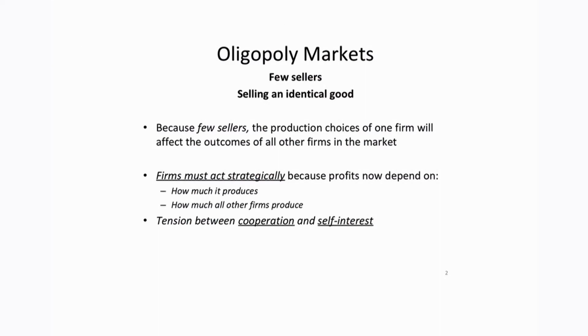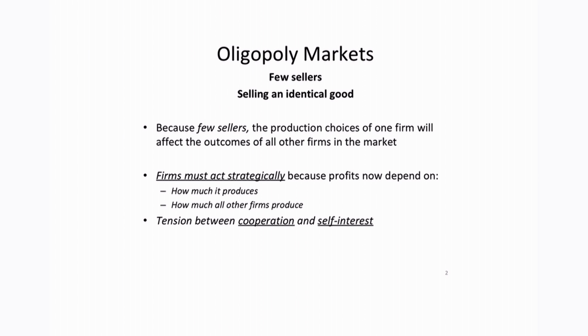Oligopoly is a type of market structure that has slightly more competition than a monopoly, but slightly less competition than perfect competition. So what we see in an oligopoly market structure is that we have a small number of firms, sometimes two, sometimes three, and they are selling an identical good.